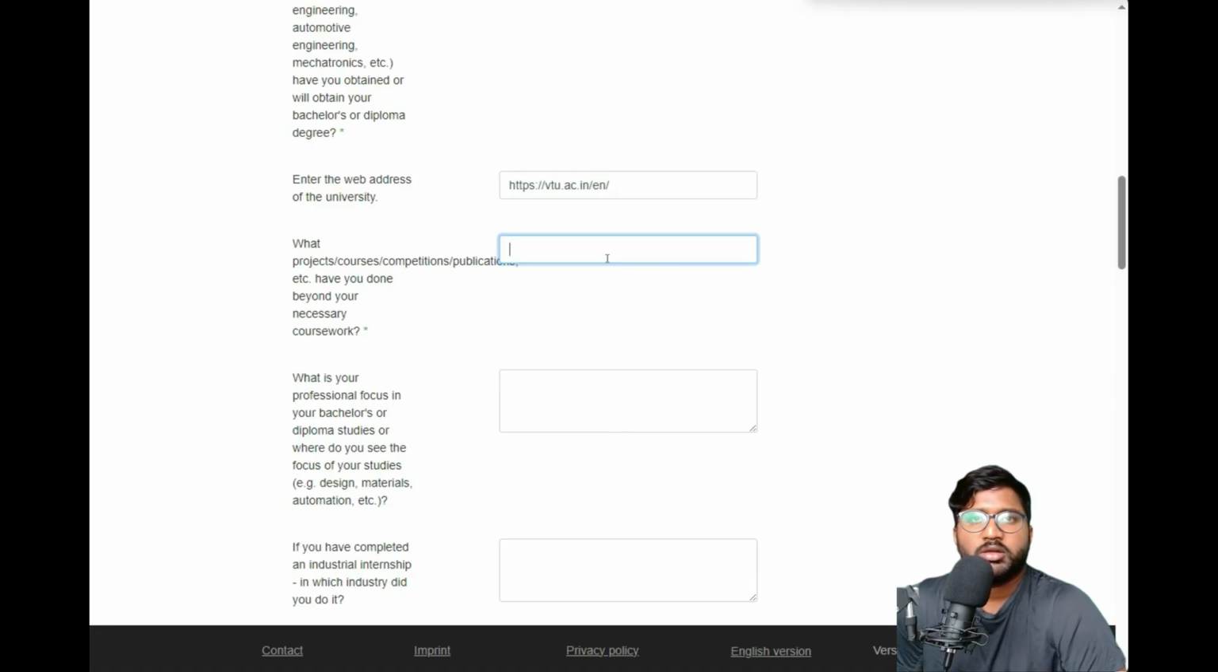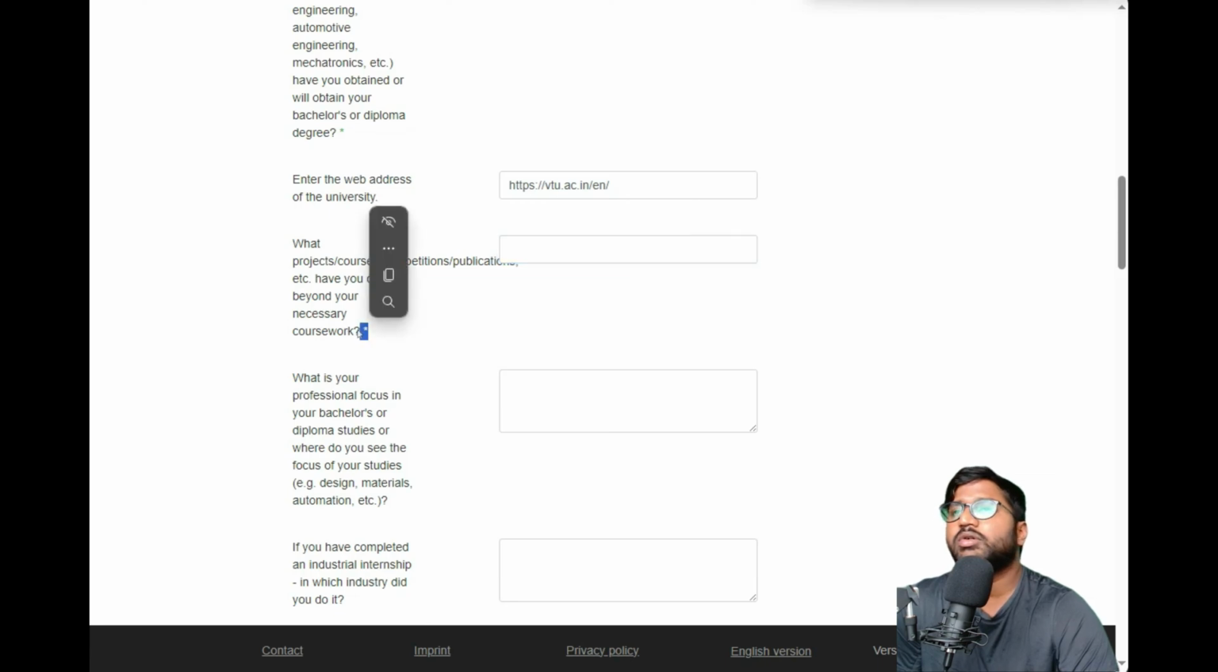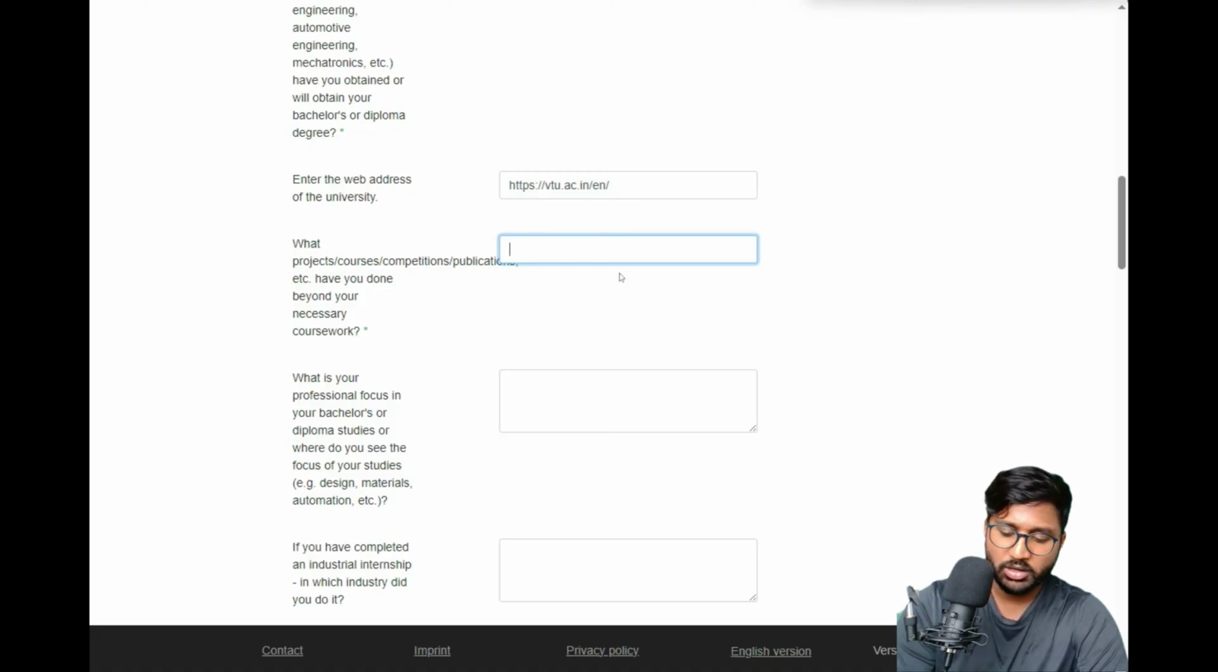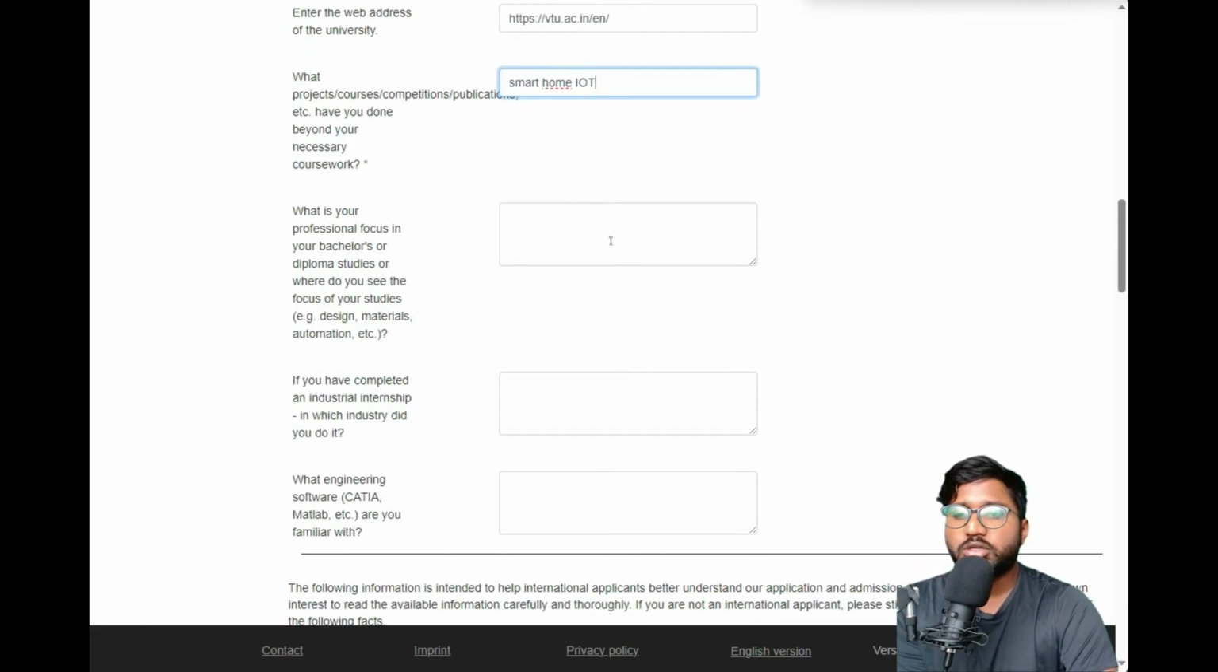That would be good. And here if you can see, they have made it mandatory. If you don't have anything, then you can at least give the final bachelor project that you have done. Okay, I will give some project that I have done. Then what is your professional focus in bachelor or diploma, or where do you focus on these studies?